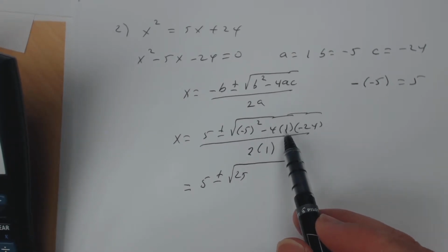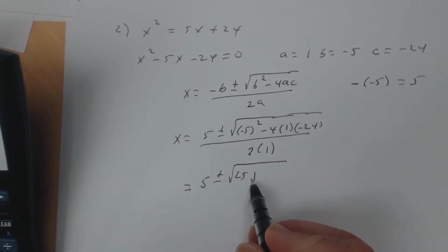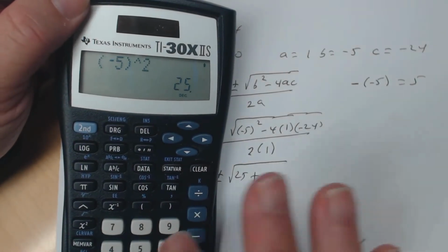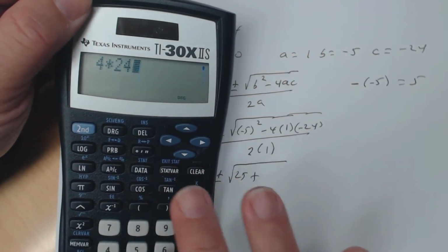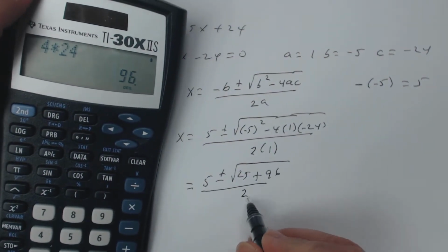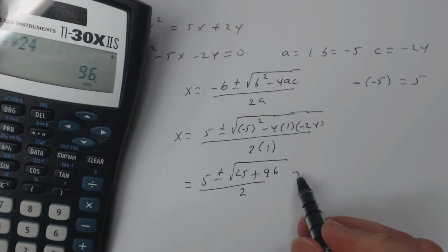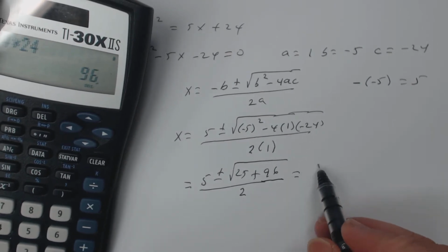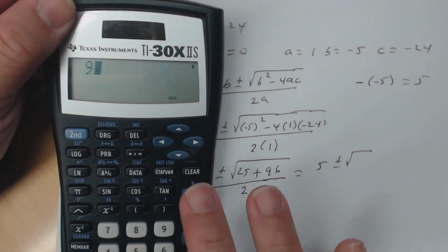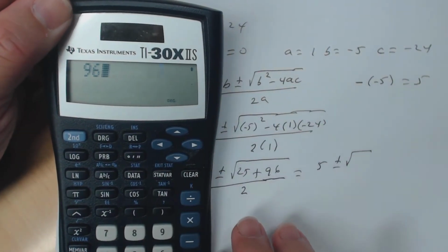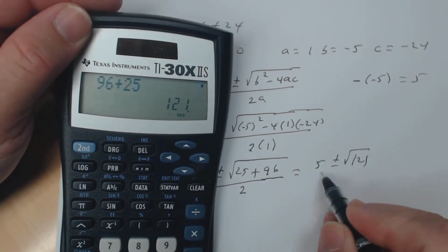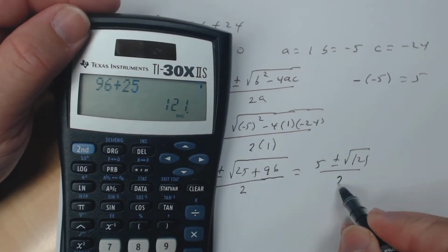A negative times a positive times a negative is a positive. And you're going to say 4 times 1 is 4 times 24. So 4 times 24 equals 96, all over 2 times 1, which is 2. Still simplifying some more. You're going to say 5 plus or minus the square root of, okay, then you can say 96 plus 25 equals 121, over 2.